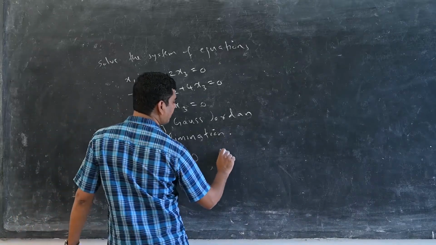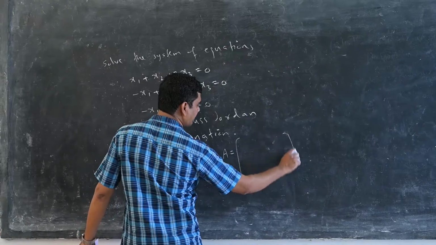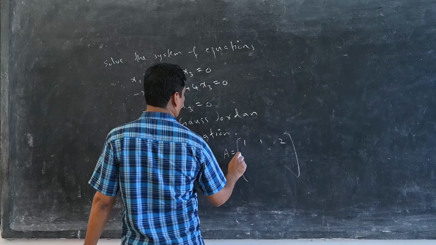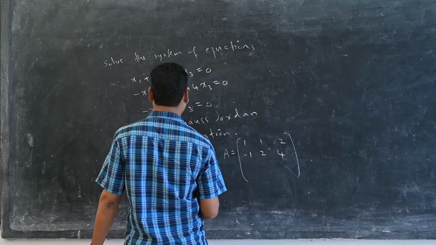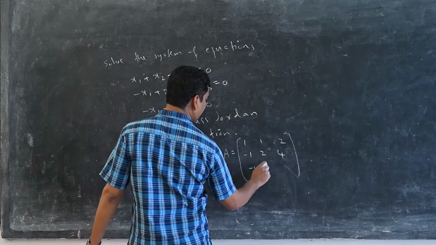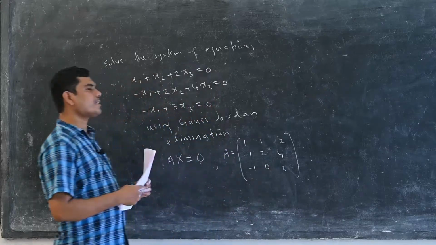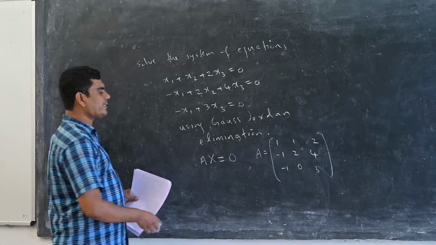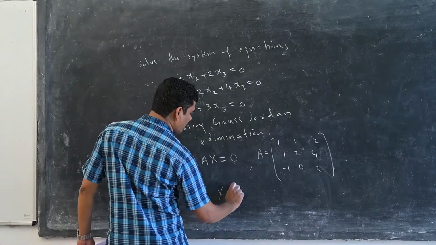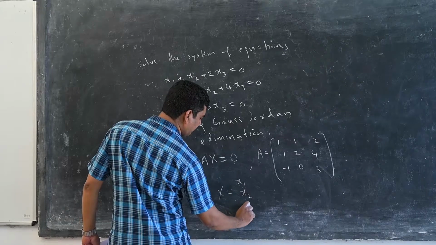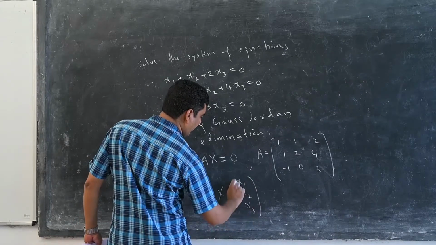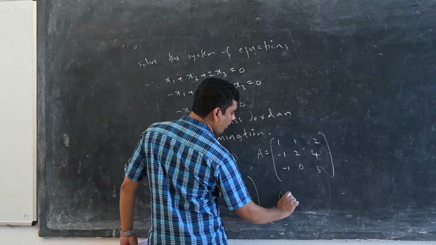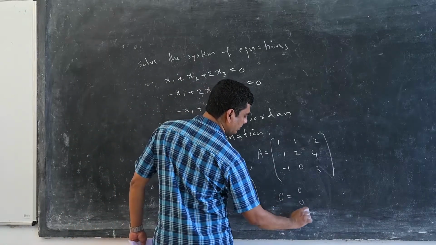A is the coefficient matrix. A is 1, 1, 2, minus 1, 2, 4, minus 1, 0, 3. In the third equation, coefficient of x2 is 0. X is the column matrix of unknowns, x1, x2, x3. And this 0 is the 0 column matrix, 0, 0, 0.